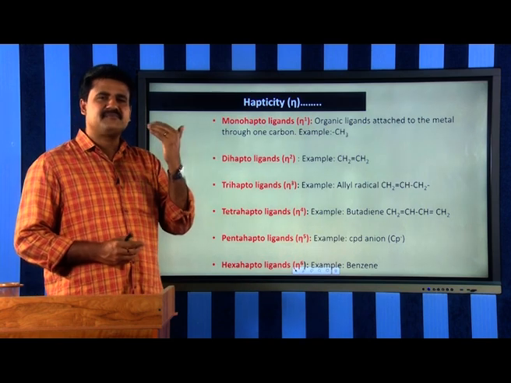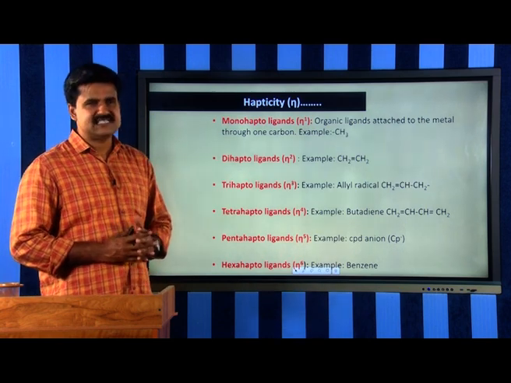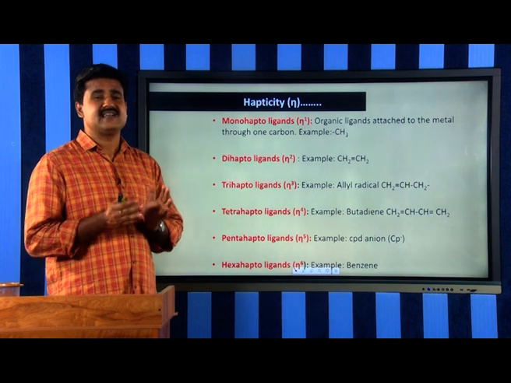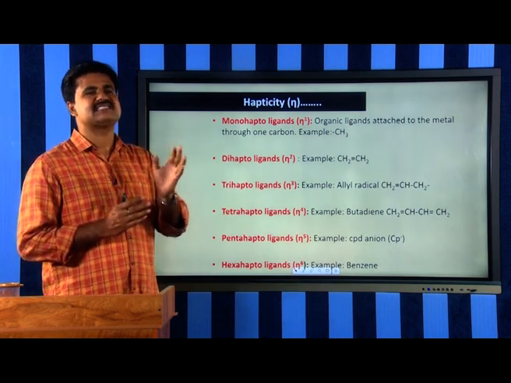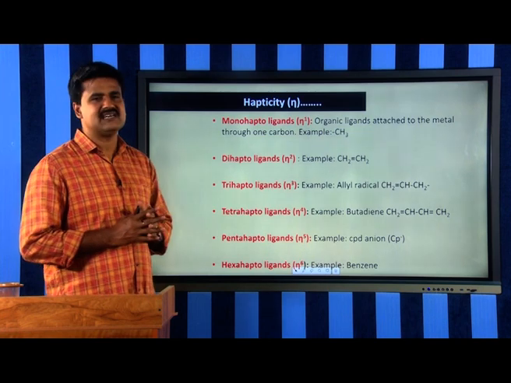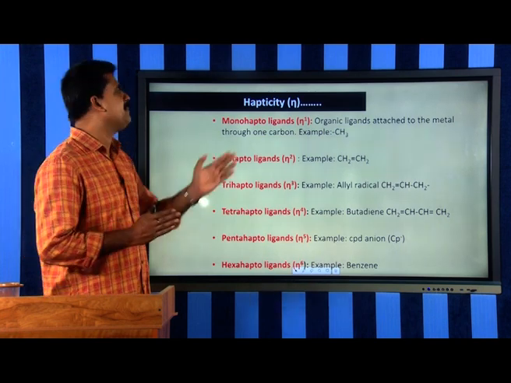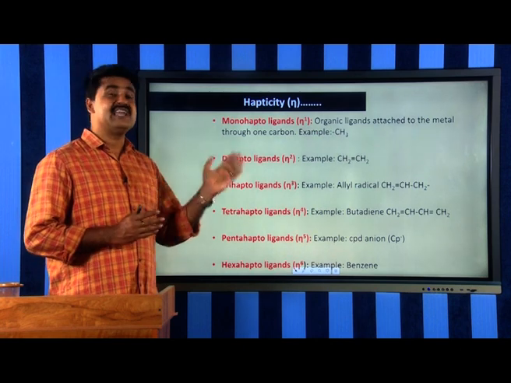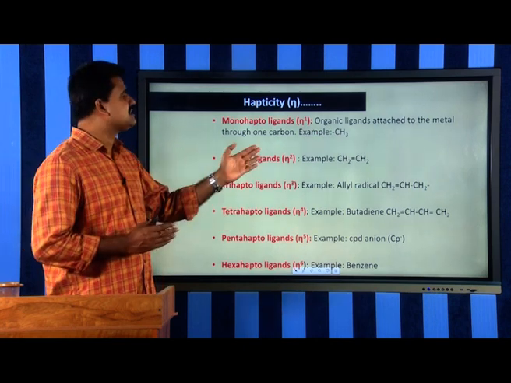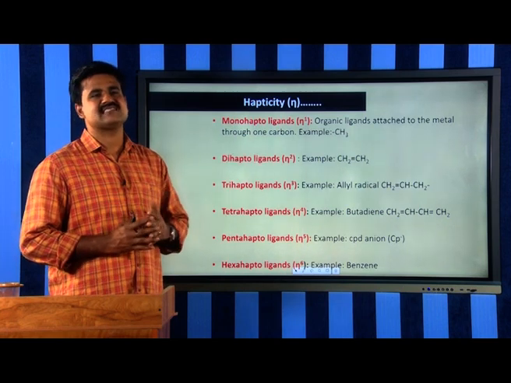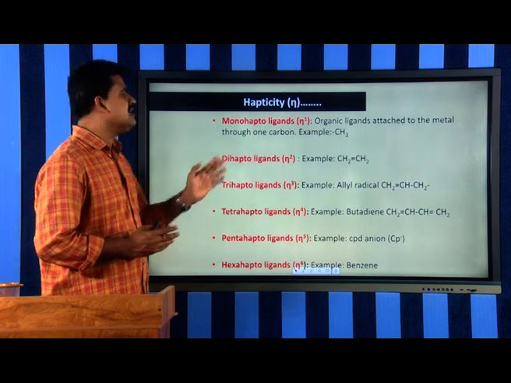Ligands can be further divided based on hapticity. For instance, those ligands which can form a bond through one carbon atom are denoted as monohapto ligands or eta-1 ligands. The methyl group is an example. Dihapto ligands can bond through two carbon atoms. The ethylene molecule is a nice example of a dihapto ligand.